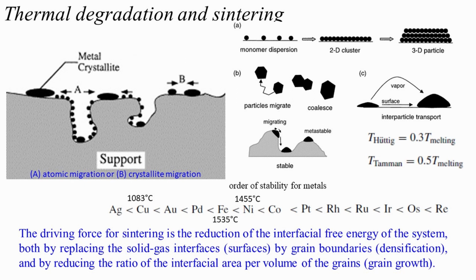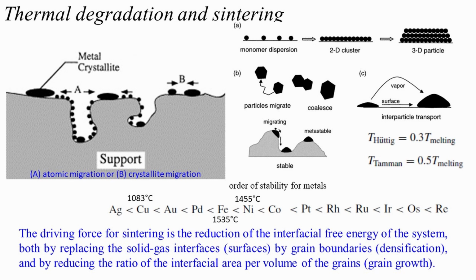The following semi-empirical relations for the Tammann and Hüttig temperature are recommended. T Hüttig is equal to 0.3 times the melting point temperature, and T Tammann is equal to 0.5 times the melting point temperature. Actually, the temperature at which the solid becomes mobile depends on several factors such as texture, size, and morphology. For example, for gamma alumina, a highly porous material is much more sensitive to sintering than alpha alumina.